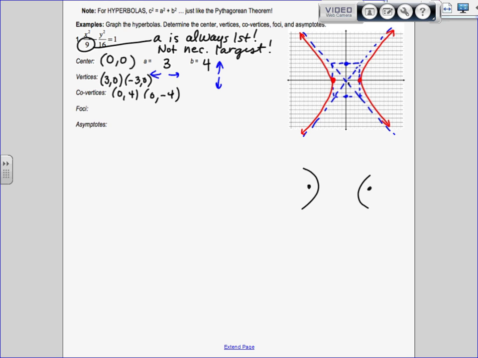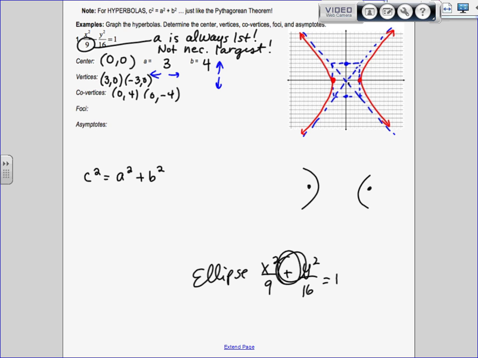Okay, so we need to figure out what that is. So we do c squared equals a squared plus b squared. The way I remember which one's which is for an ellipse, you had a plus in the main equation, and its c squared equation was the opposite. It was a minus. So for a hyperbola, if you have a minus for the main equation, then the c squared equation is going to be a plus. They're opposite each other, okay? And it will make sense too if you don't use the right one, because you'll be like, wait, my point isn't in the right spot.